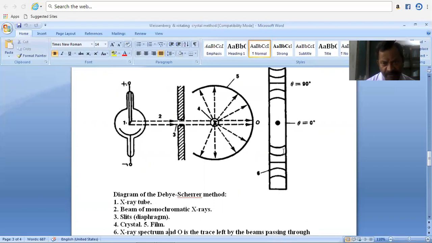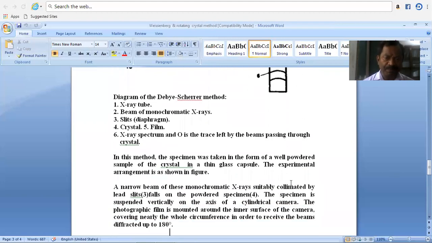You can see here, this is theta equals 0 degree, and if you take theta equals 90 degree, then here it is 180 degree. In the same manner, theta equals 90 degree here, 180 degree. I have not shown it in the diagram here, but this is 180 degree. It's shown in the diagram.